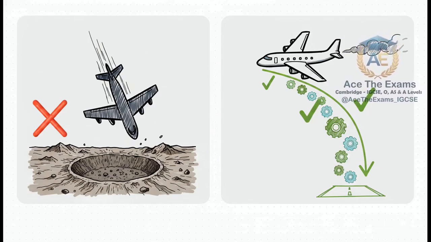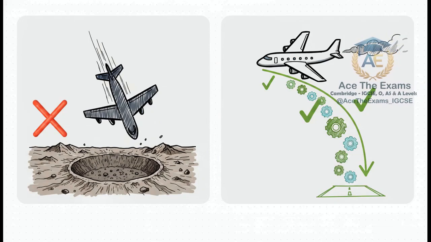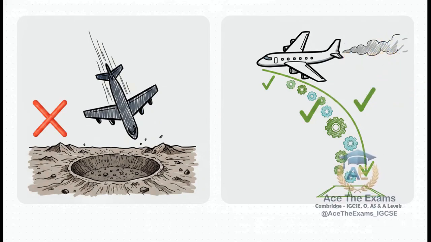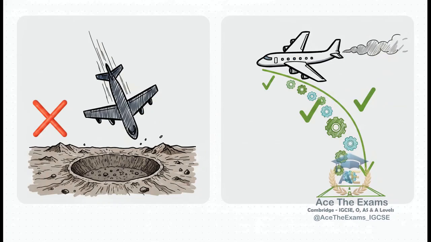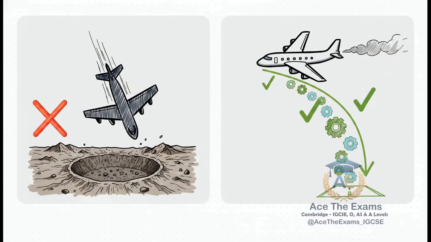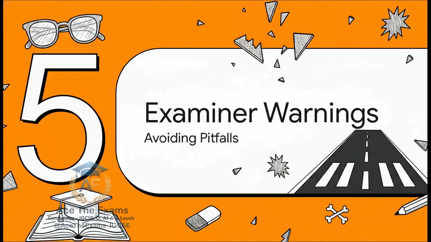Because the examiner can read your flight data recorder. They see your logic. They can verify that you chose the absolute correct mathematical procedure for the context. Your written working is your definitive proof of understanding. Now for Phase 5, the top 3 examiner warnings. Let's clear the debris on the runway and avoid common pitfalls.